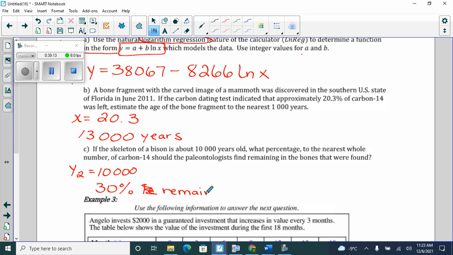But this wouldn't be enough. If this was a written response, I would have to rewrite the sentence, correct? I'd have to say the skeleton of a bison is about 10,000 years old, which means that paleontologists would find 30% remaining in the bones. You'd have to talk about the fact this is a skeleton of a bison. You have to put that in there. All right.